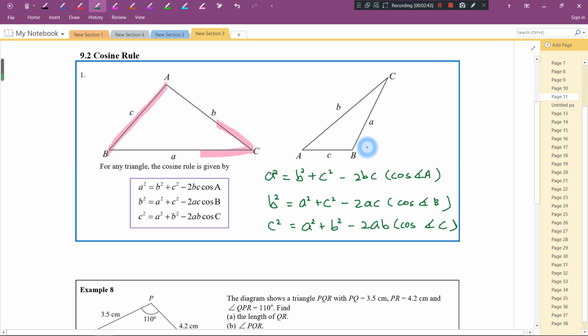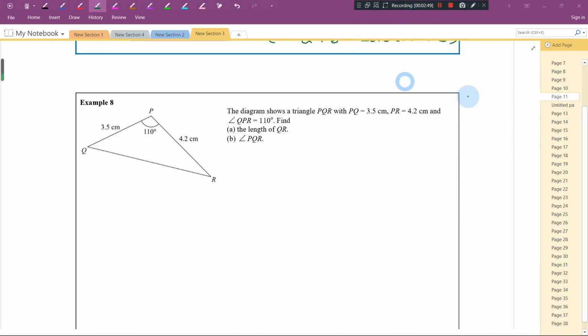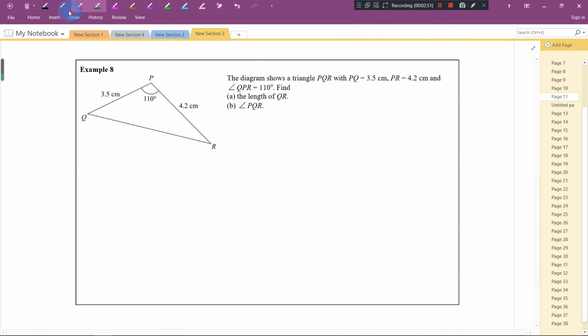Okay, now let's try a few more examples for these cosine rules. Let's look at this first example. The diagram shows a triangle PQR. PQ is equal to 3.5, PR is 4.2, and the angle QPR is 110 degrees. Find the length of QR. So now I am looking for the length here. If I want to find the length here, go to the opposite vertex. I know that I have to use the side lengths here, here, and this angle.